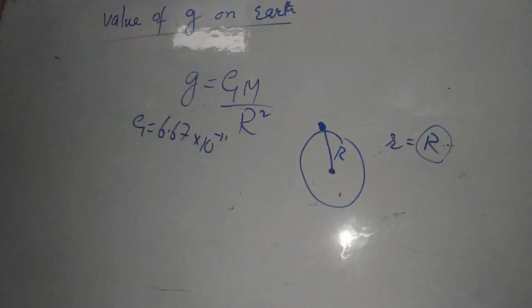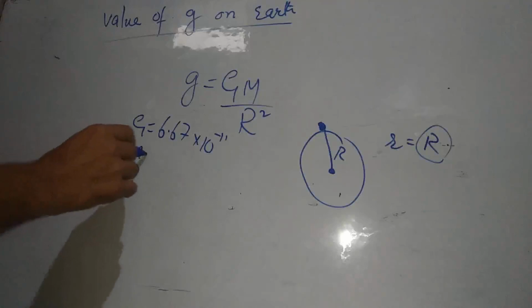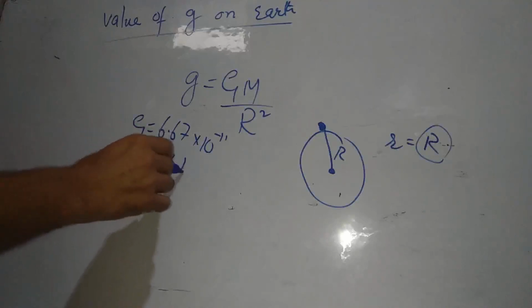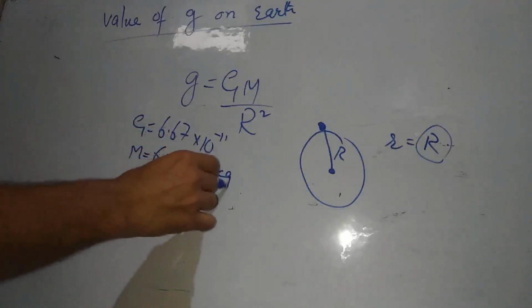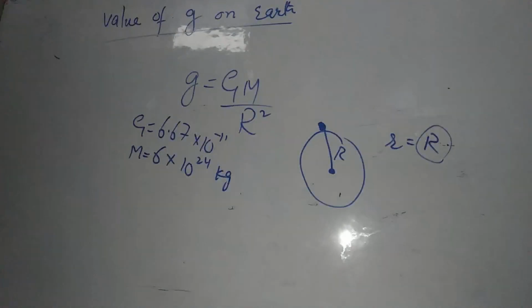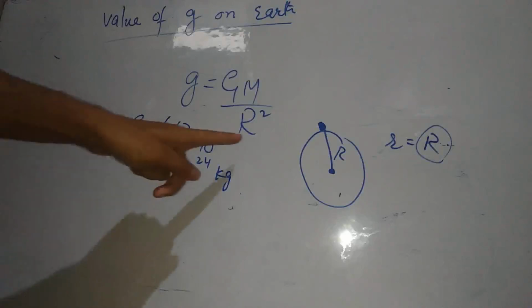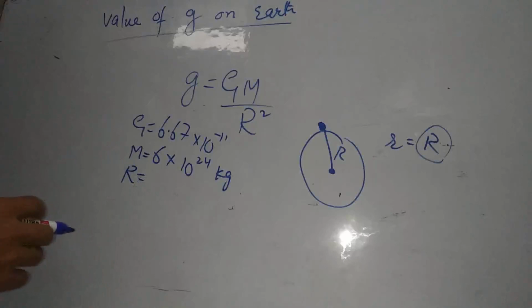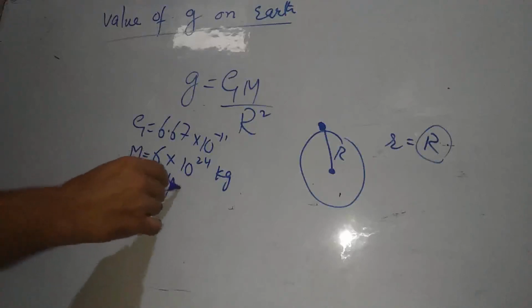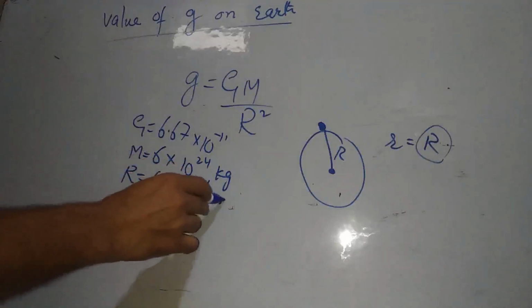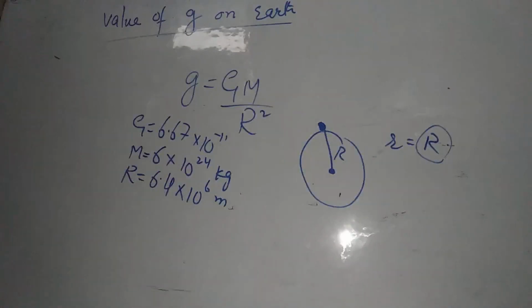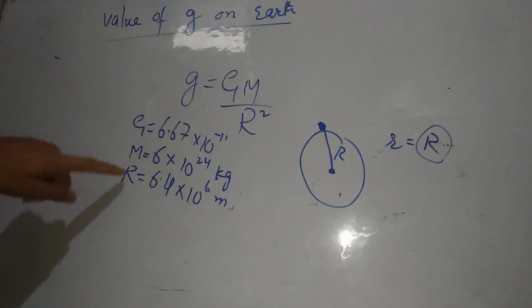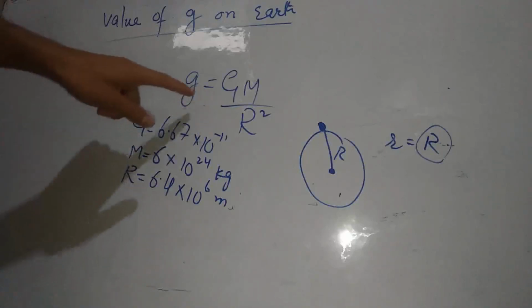So M is equal to 6 into 10 raised power 24 kg. This is mass of the Earth, 6 into 10 raised power 24 kg. And R, that's radius of the Earth, is equal to 6.4 into 10 raised power 6 meter. This is R, radius of Earth. So if I put these values in this equation, we will get the value of g.